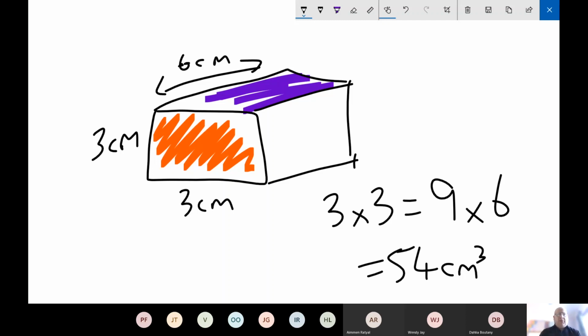So before you start, you need to be sure. Let's change that a bit: 3 centimeters by 3 centimeters by 22 millimeters. You can either change these two into millimeters, so everything's in millimeters, or you could change this one into centimeters, so everything's in centimeters. It doesn't matter which one you use, but you need to make sure they're all the same. If you multiply centimeters by millimeters, you'll get an incorrect result.